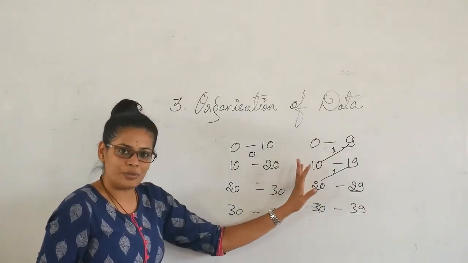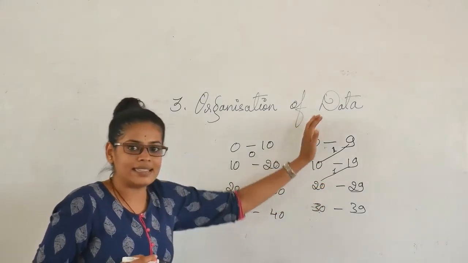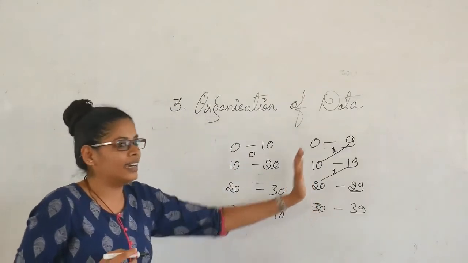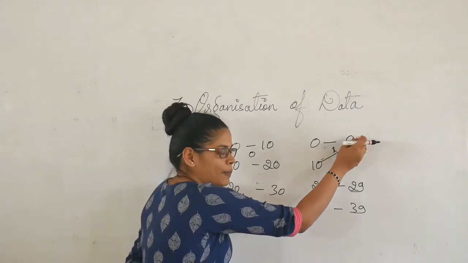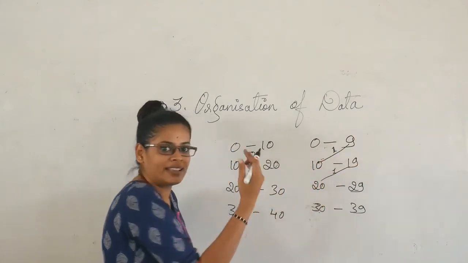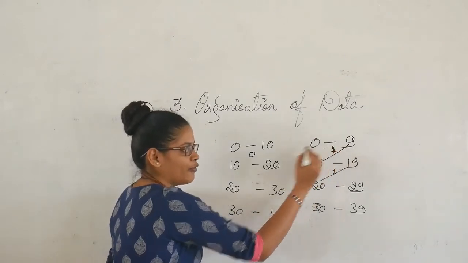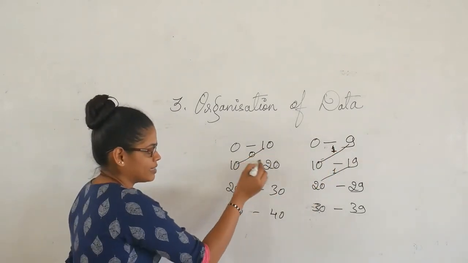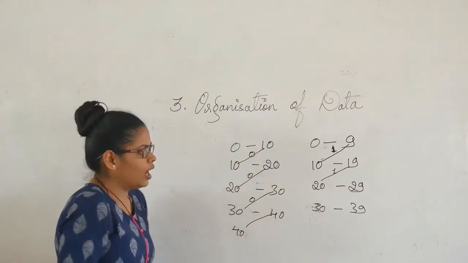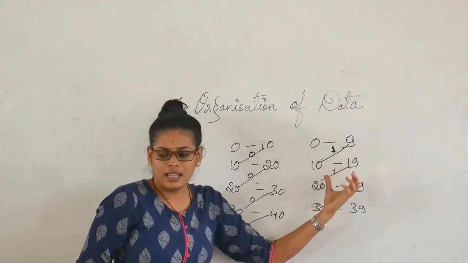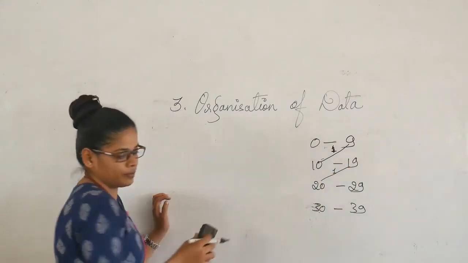This is the inclusive method. But how do we make this class interval a continuity? Because when there is a gap between the upper limit and the lower limit of the next class, we cannot say that there is a continuity because we have a gap of 1. But here you can see there is no gap, right? So, how do we adjust this? We have a method for that.